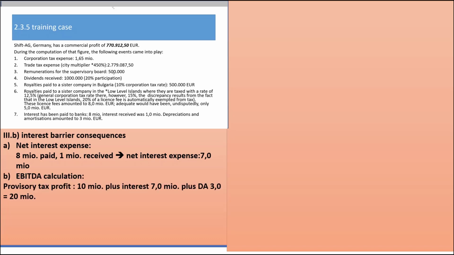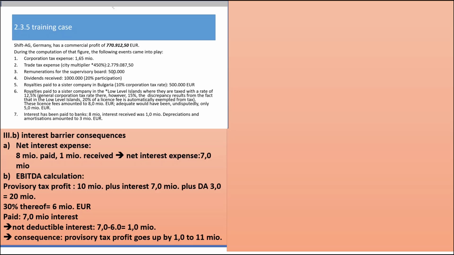And the EBITDA calculation is now provisory tax profit 10 million plus 7 million plus 3 million for depreciations and amortization, 20 million. So deductible is 30%, 6 million. And so we have 7 million interest. 6 are allowed, 1 million is non-deductible. So the provisory tax profit goes up by 1 million to 11 million. Donations do not exist. A loss carry forward does also not exist.